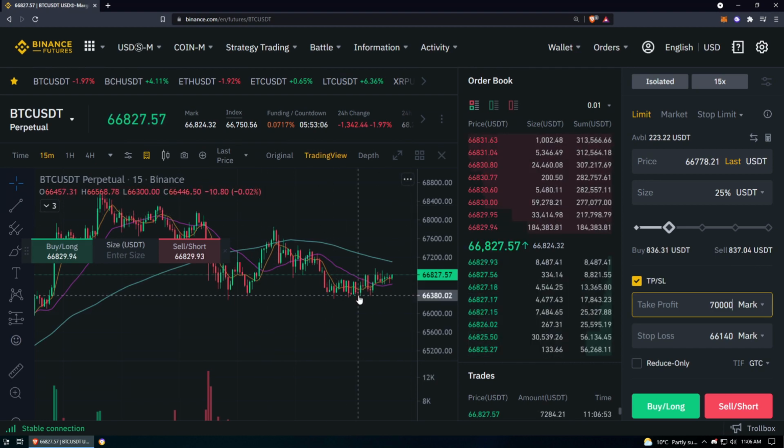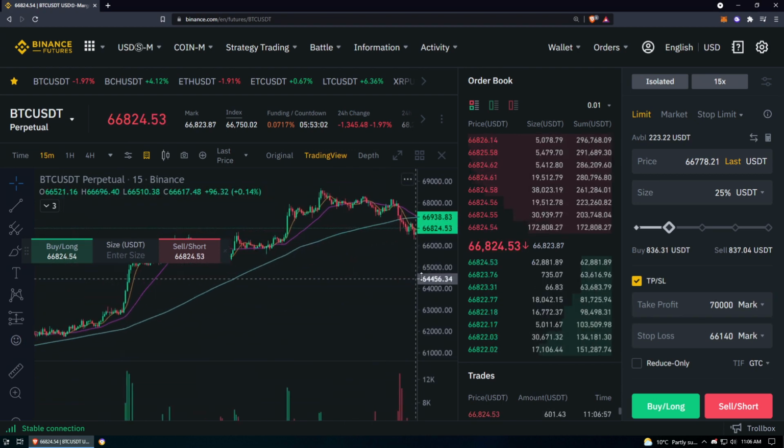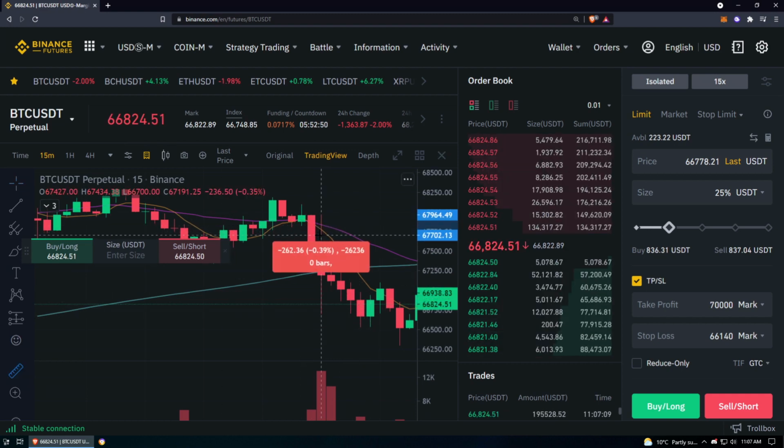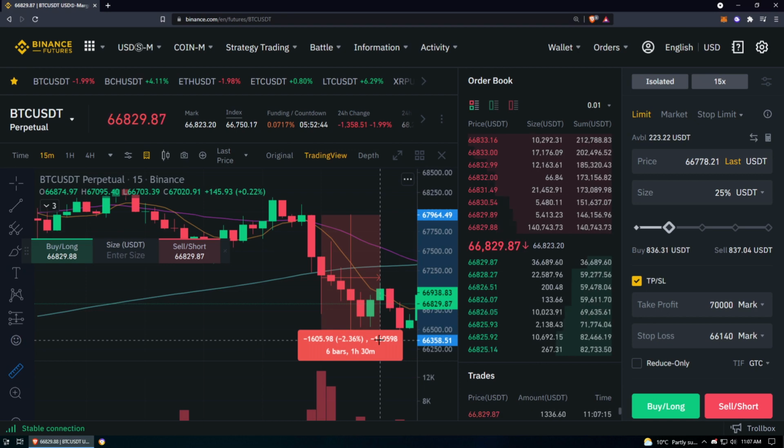I can always exit the trade. This is just to be safe in case they're very bad wicks. Like you can see this wick right here, huge wick. I would have wanted my stop loss to be triggered around here, so I don't have to take this full loss, right? Let's see, if I enter the trade here, full loss would be 2.3%.